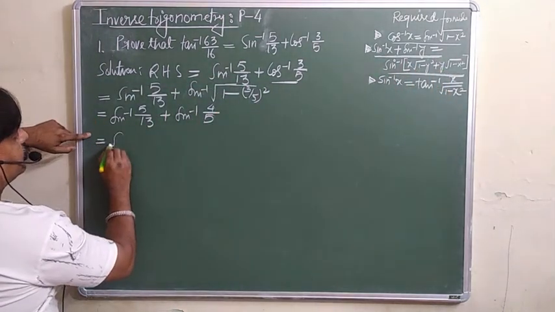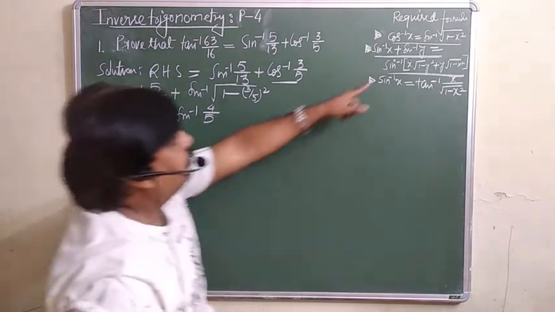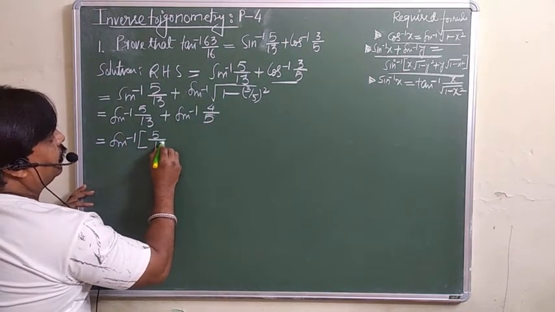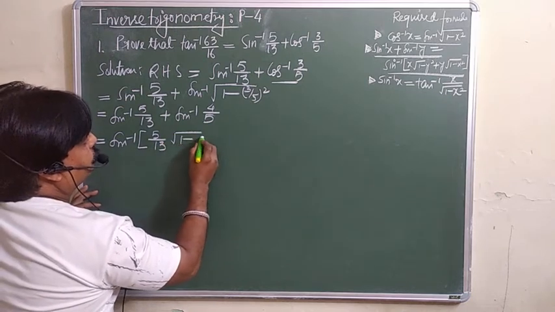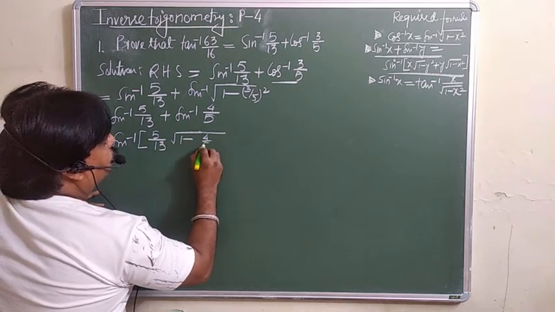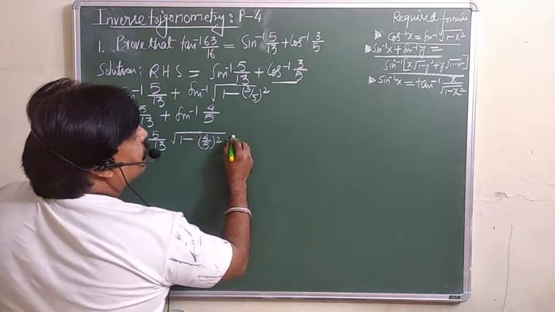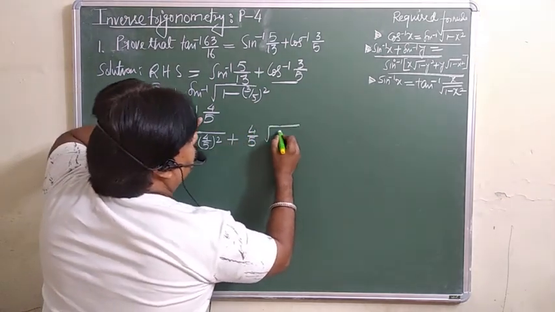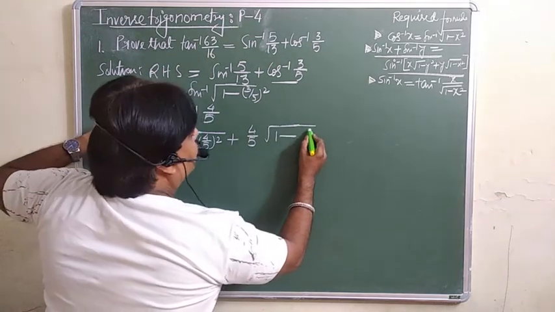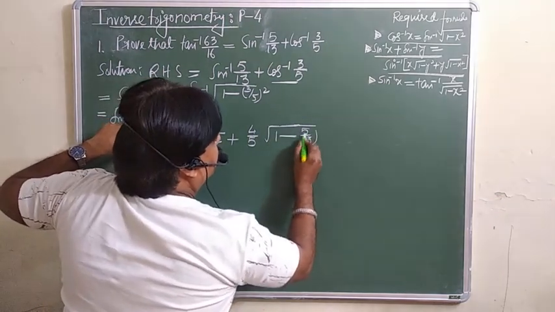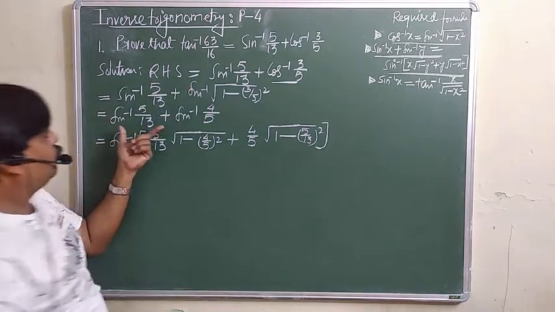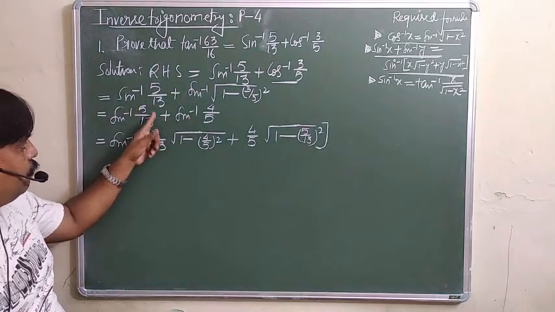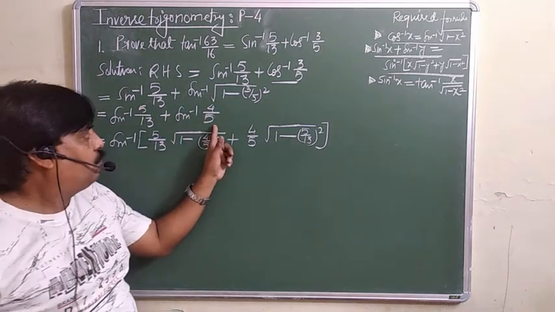So this is sin inverse of x, where x is 5 over 13, under root 1 minus y square, so 4 over 5 whole square, plus y, 4 over 5, under root 1 minus 5 over 13 whole square. Here we are applying sin inverse x plus sin inverse y, where x is 5 over 13 and y is 4 over 5.